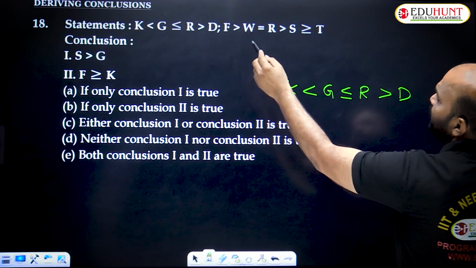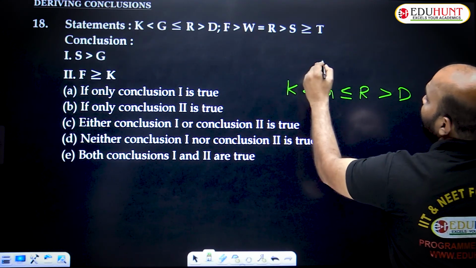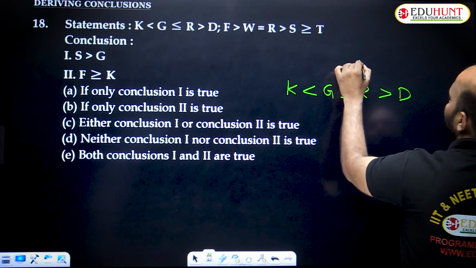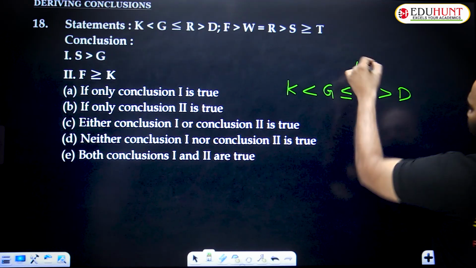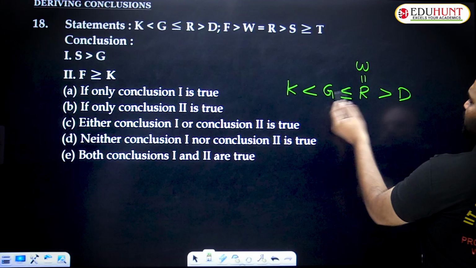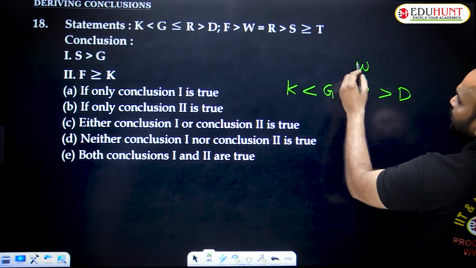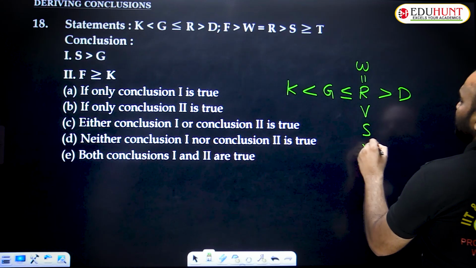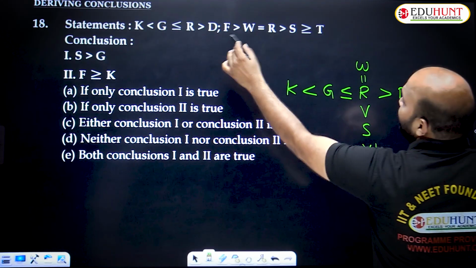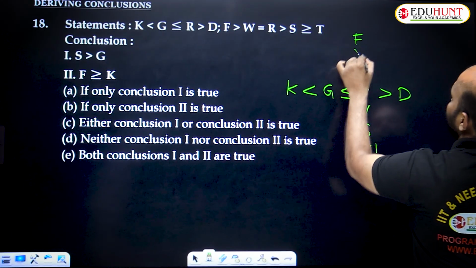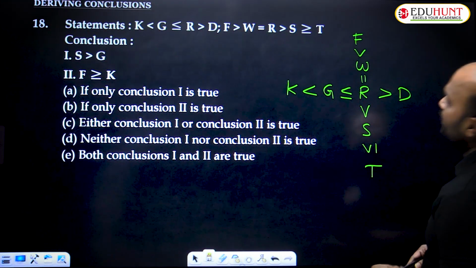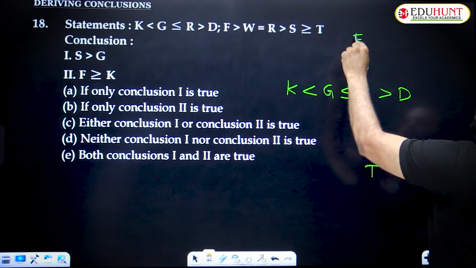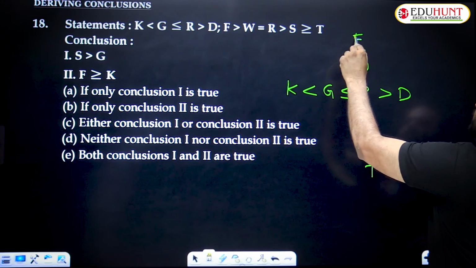Second statement, what I am given: F is greater than or equal to W, W equals R. You can write from top to bottom, because sideways is not possible. W equals R, R is greater than S, S is greater than or equal to T, and first F is greater than W. You can merge the two statements and you will get the same result.